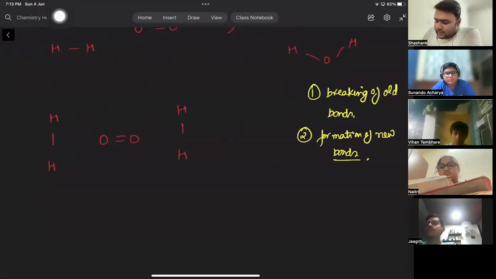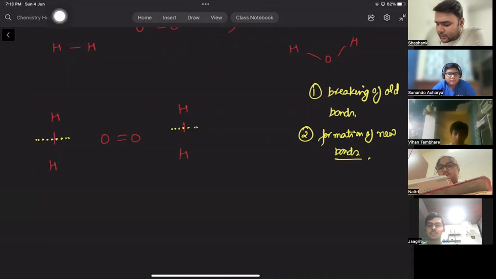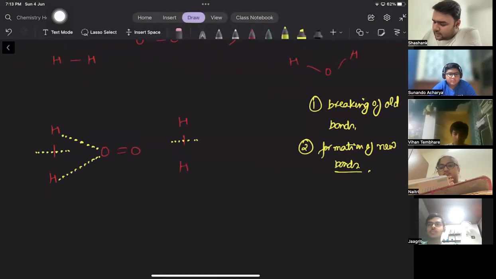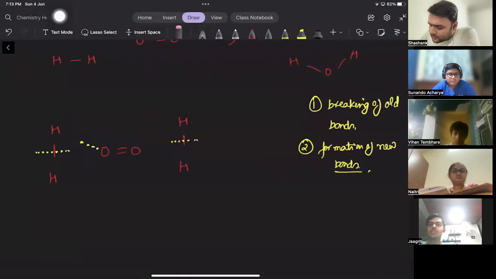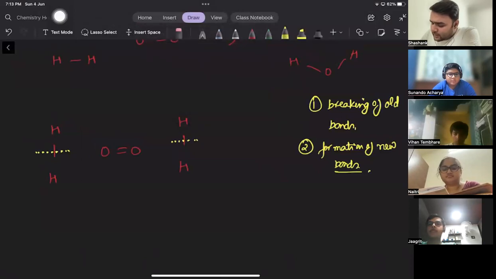How? Suppose this H-H bond is slowly getting broken, and so is this H-H bond, right? In the meanwhile, a new H-O bond will be in formation, and this new H-O bond will also be in formation. I'll change the color so that you will be able to see the bonds forming and the bonds which are breaking. So let's talk first about what is breaking. We say H-H is breaking, the other H-H is breaking, and this O-O is breaking.